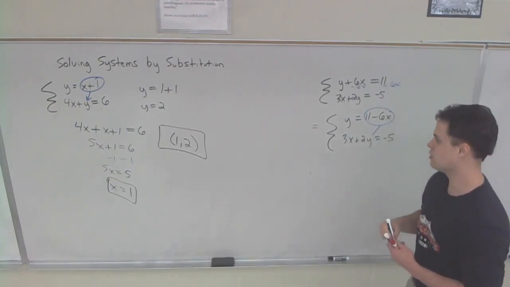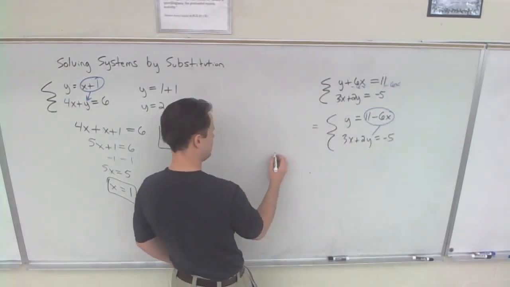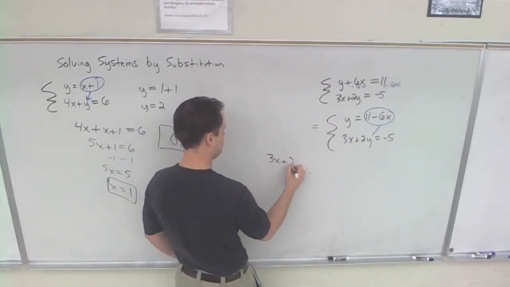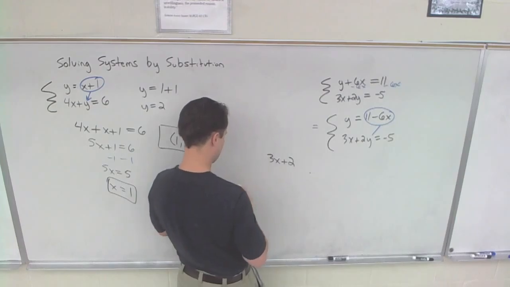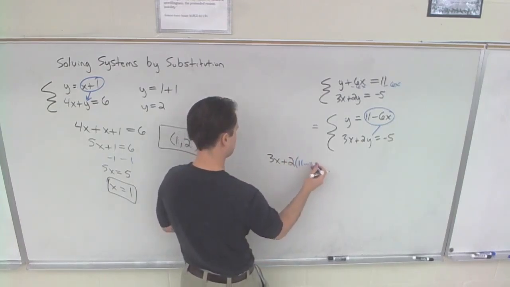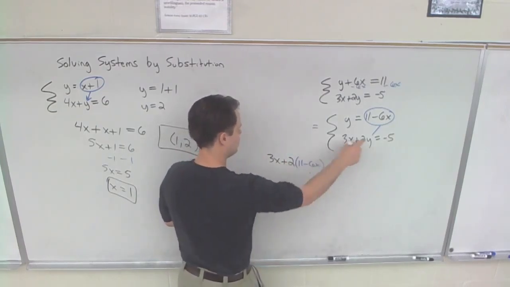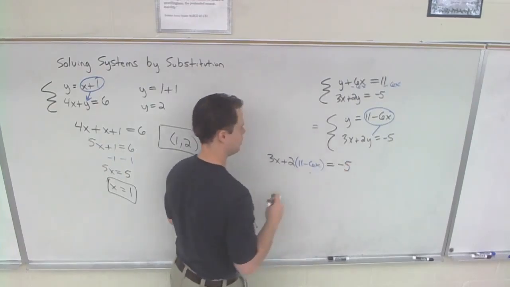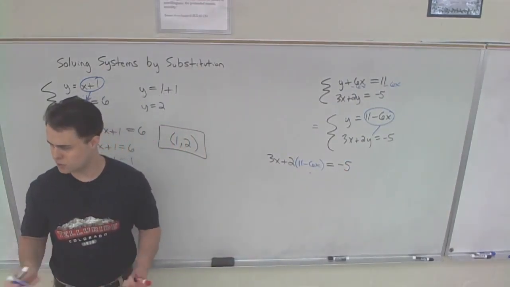So I'm going to say, all right, what do I have left? Well, I have 3x plus 2 of those y's, and it's supposed to be equal to -5. You guys got me?